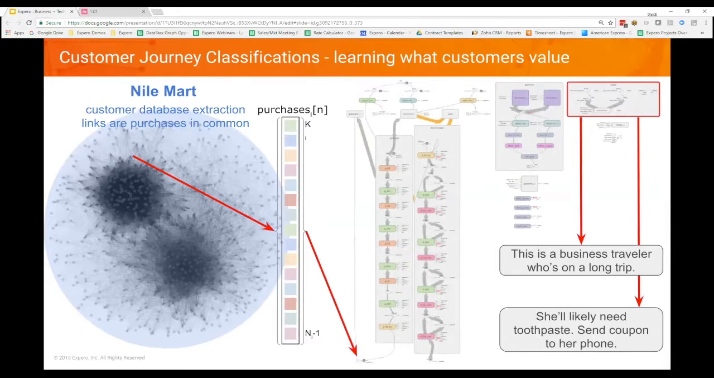So again, starting from the left side, moving to the right, we know things about the customers, their purchases, their interactions with your company, and we can derive information like this is a business traveler. Right? And because of that, we can make smarter suggestions to your employees about what to offer next, right? For instance, a business traveler, maybe she needs toothpaste on her business trip. So automatically send a coupon to her phone, thus driving up customer satisfaction, decreasing those negative metrics like churn.